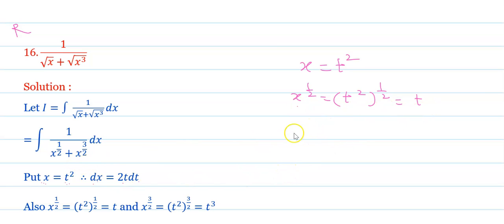What about the x raised to 3 by 2? Again here x raised to 3 by 2. Okay, it is clear that x raised to 3 by 2 means what? X into x raised to 1 upon 2.